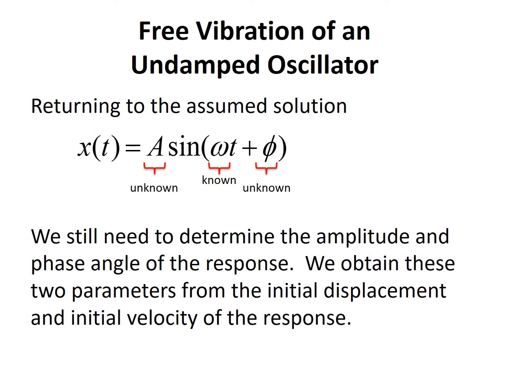Now that we have the natural frequency of the response, we can go back and substitute it into the assumed solution, but then we realize that there are two additional variables that we need to solve for to get the complete solution for the vibrational response. We still need to know the amplitude A and the phase angle phi. Well, we're going to determine those from the assumed initial displacement and the initial velocity of the response, which we'll call x0 and v0 respectively.